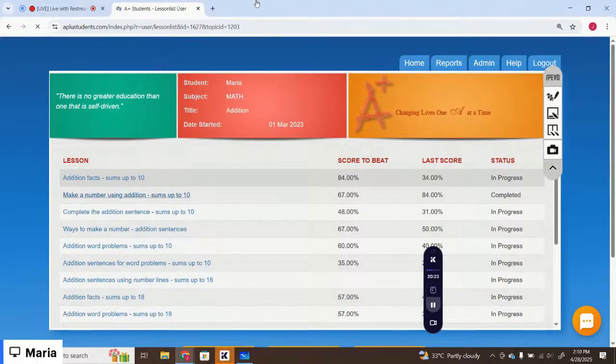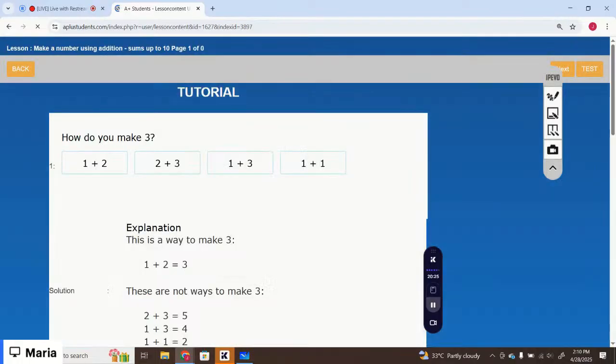The next lesson is make a number using addition, sums up to 10. How do you make three? You are given four options. You have to see which option makes three. Option number one is the correct option. 2 plus 1 makes 3.